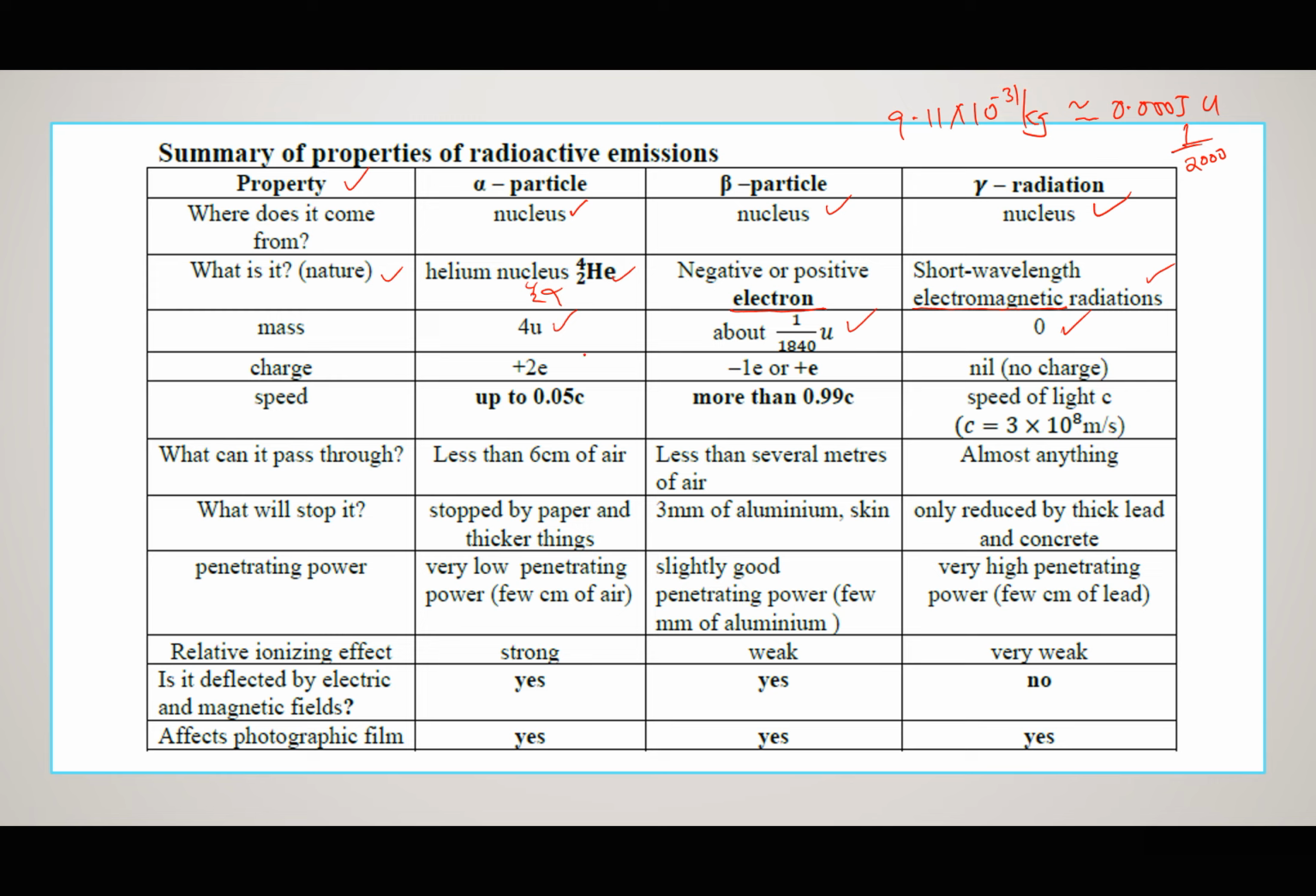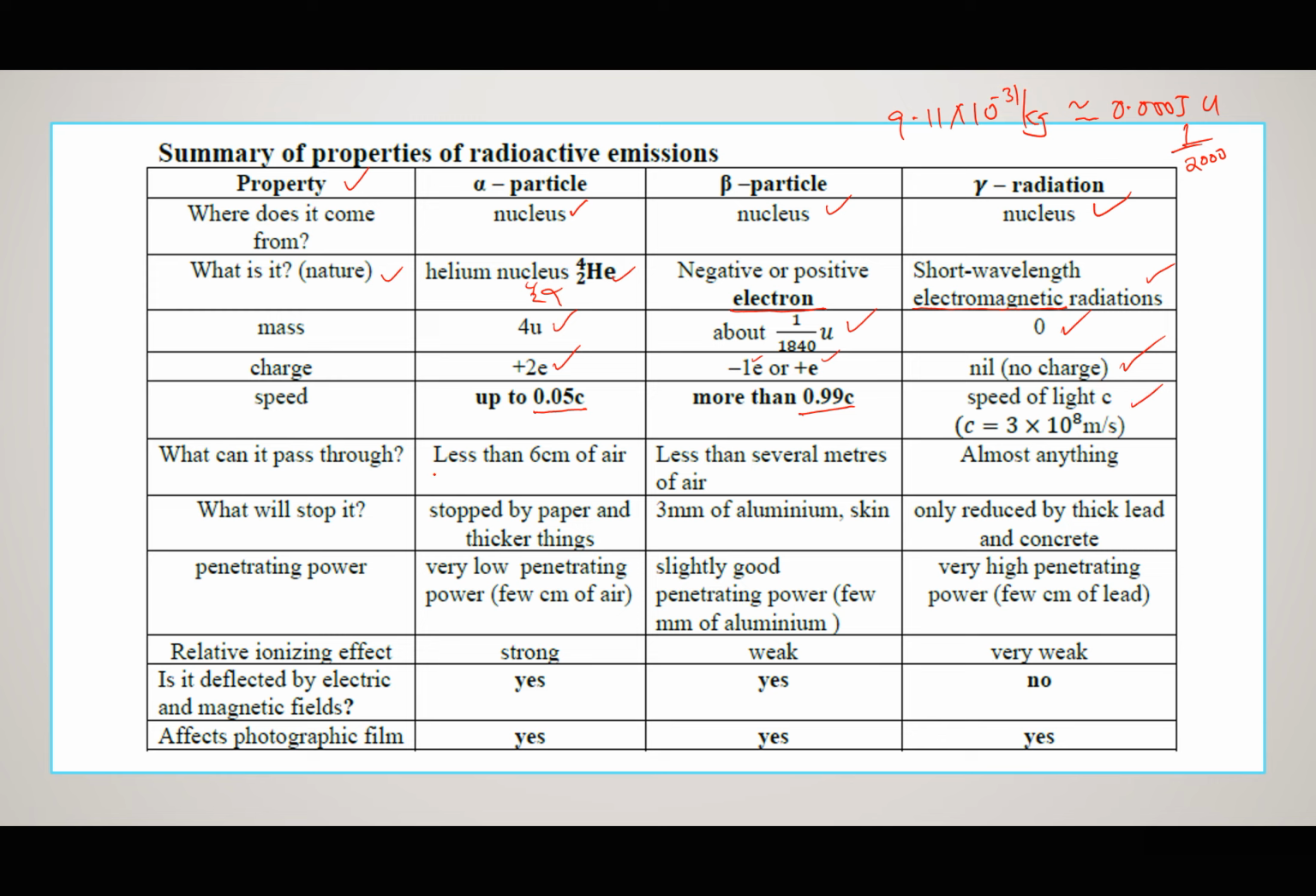Then charge. An alpha particle, because it's He-4-2, has a positive charge. A beta minus particle has charge negative e. A beta plus particle has charge positive e. Gamma radiations being energy have no charge. Speed: alpha particles have a speed of up to about 0.05 c. They have the smallest speed. Beta particles have a speed of approximately 0.99 c or more, where c is the speed of light. Gamma radiations, being electromagnetic waves, travel at the speed of light.